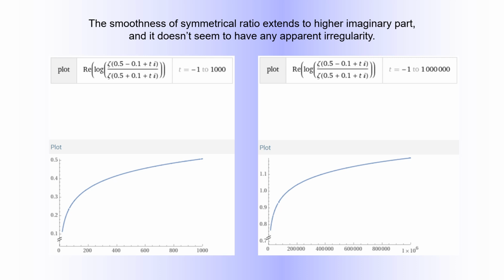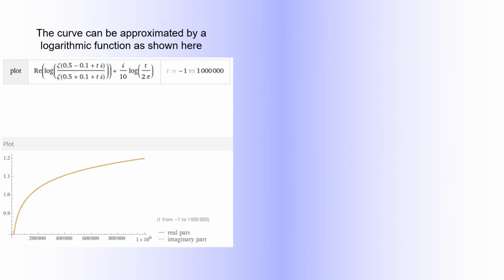Let's ignore the imaginary part for a moment, since we are trying to extract regular patterns in the zeta function. The smoothness of the symmetrical ratio extends to higher imaginary part, and it doesn't seem to have any apparent irregularity. The curve can be approximated by a logarithmic function as shown here. The orange curve is overlaid as imaginary values on the complex plane. The constants were chosen through trial and error, and those curves seem to fit well with each other.